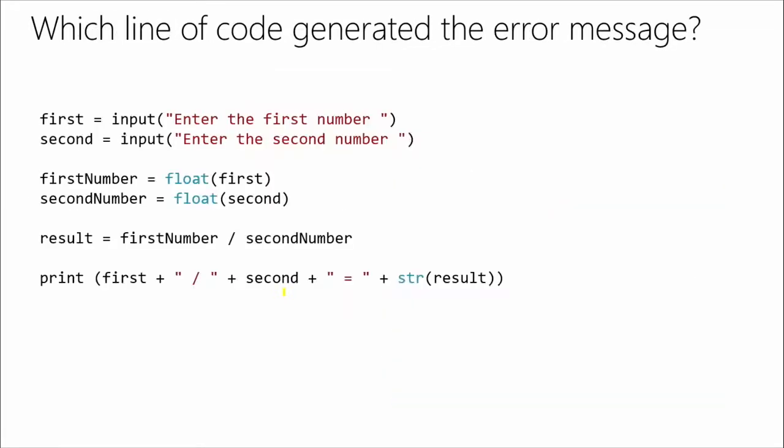So which line of code generated the error message? Christopher? 1, 2, 3, 4, 5. Well, in this screen, error 5, line 5. That's right. In this case here, it's the line where I'm actually doing the division that's caused the actual error.